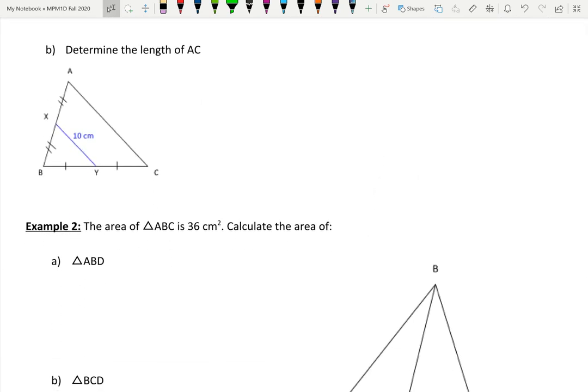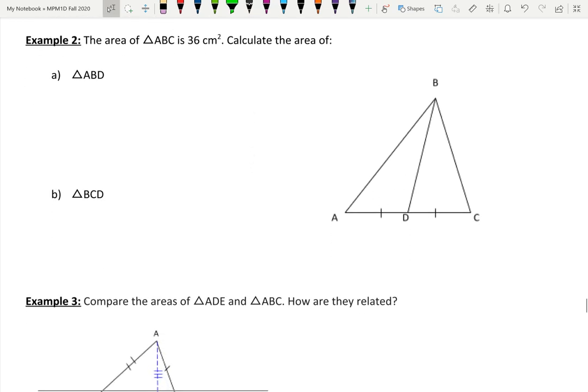Next, determine the length of AC. So AC is double the length of XY. XY, they tell me, is 10 centimeters. So AC is going to be double that. So AC is 2 times XY, which is 2 times 10, 20 centimeters.